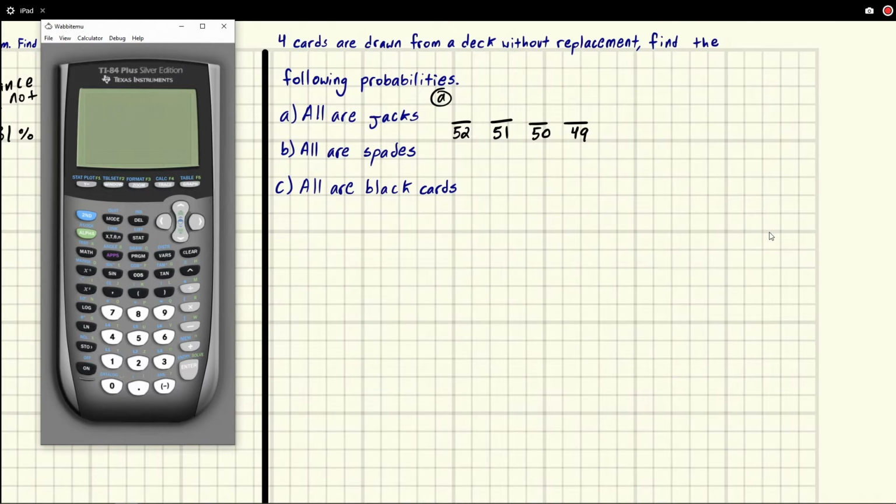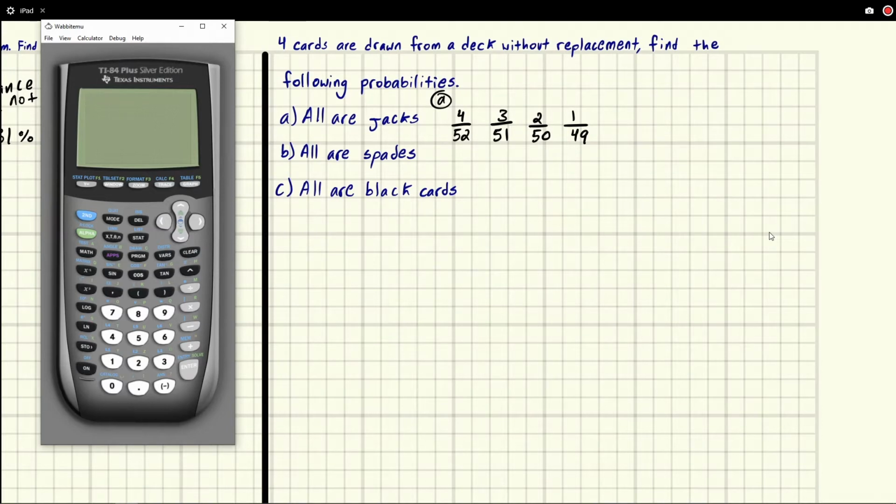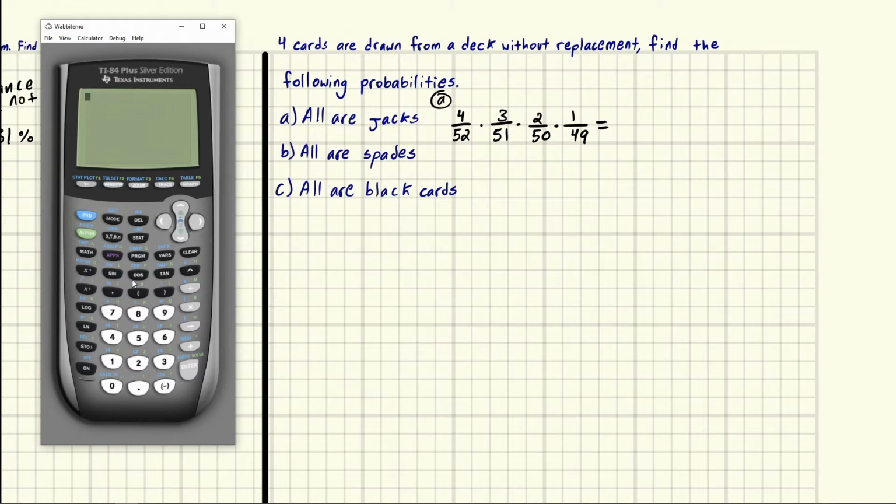On the top is the thing that we're looking for. We're looking for jacks. There are only 4 jacks, so we're going to wind up with 4, and then we'll only have 3, then 2, then 1. We're going to multiply these and find out what that chance is. So we're going to get 4 over 52, 4 divided by 52.